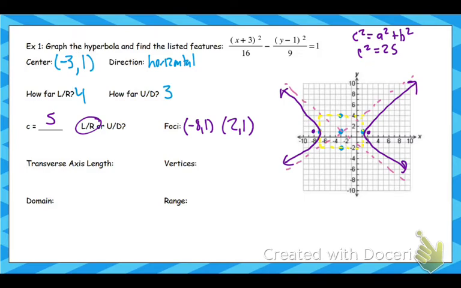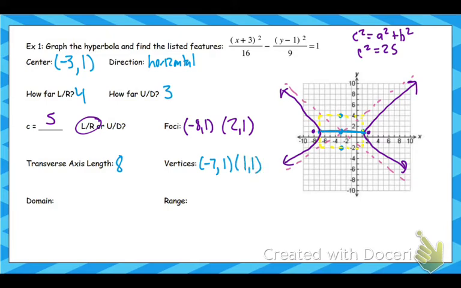All right, the transverse axis, remember, is the one that actually touches the graph. So the transverse axis would be this one that I'm making right here in blue. The conjugate axis would be this one right here that I just made in green. So this is asking for blue. Okay, so in blue, the transverse axis, that total length, is 8. The vertices are the ones that are on the transverse axis that actually touch those. So the coordinates there would be negative 7, 1 and 1, 1.